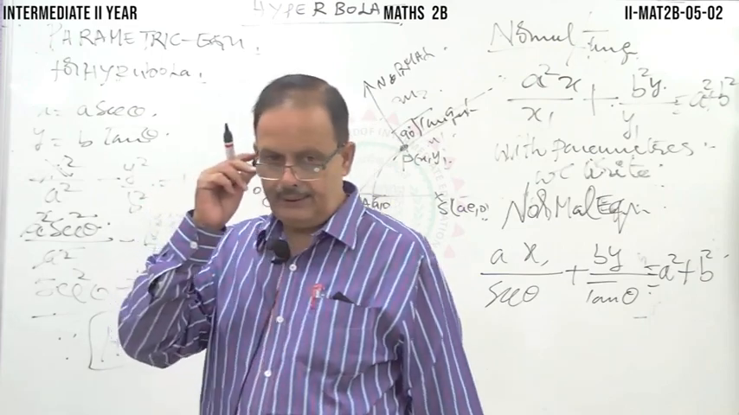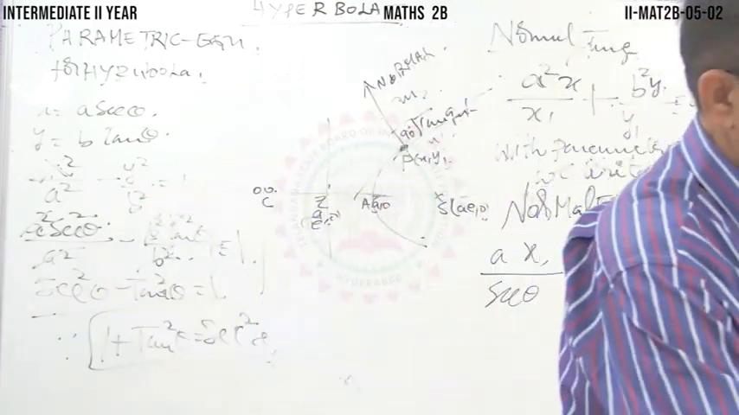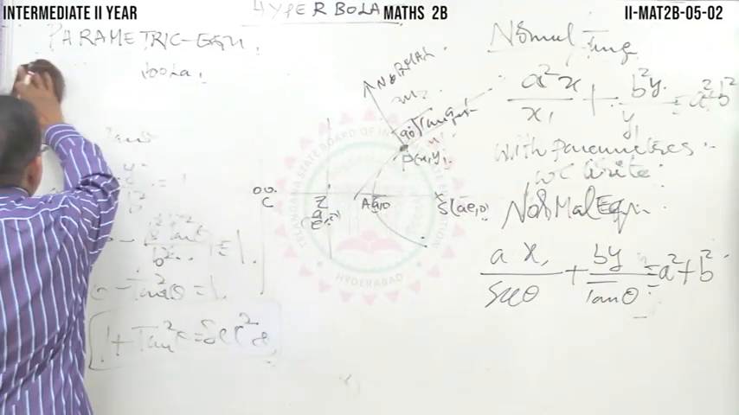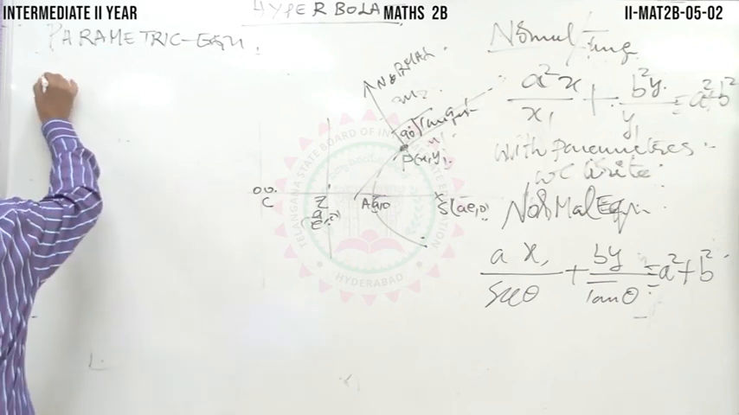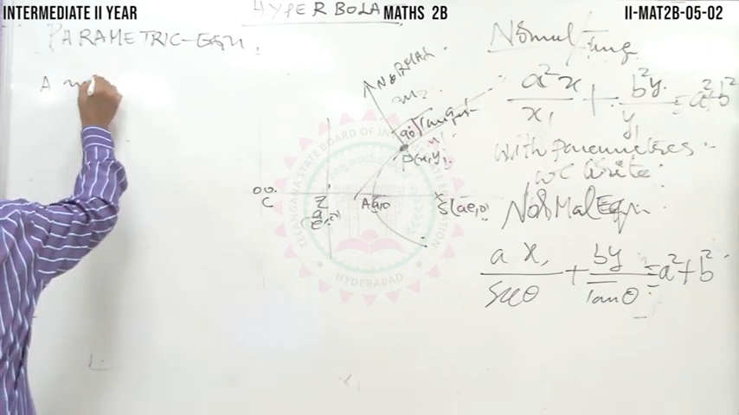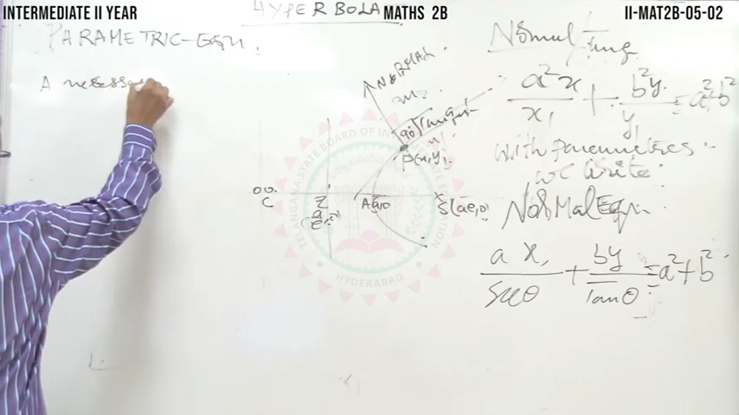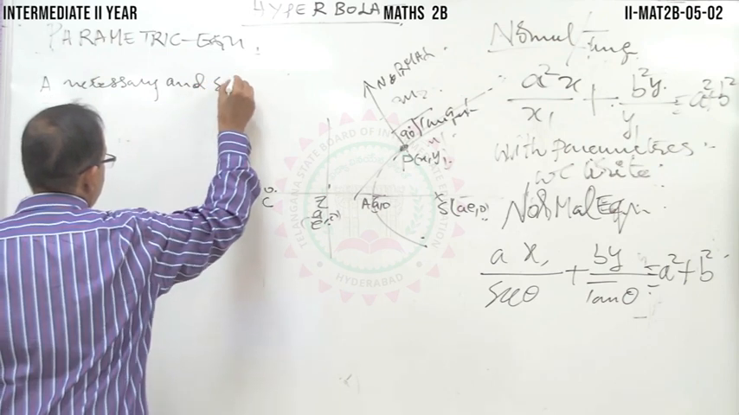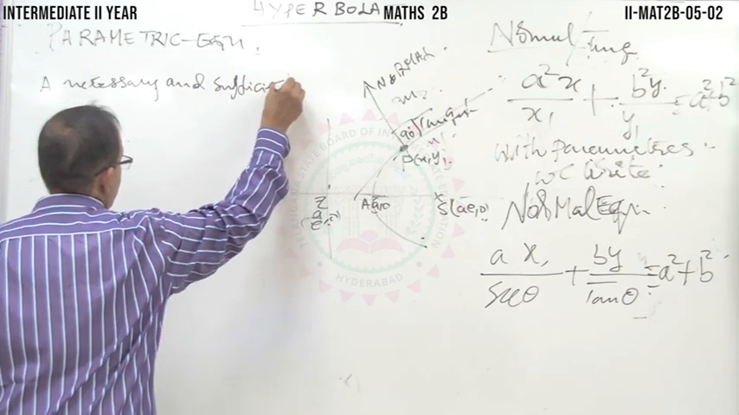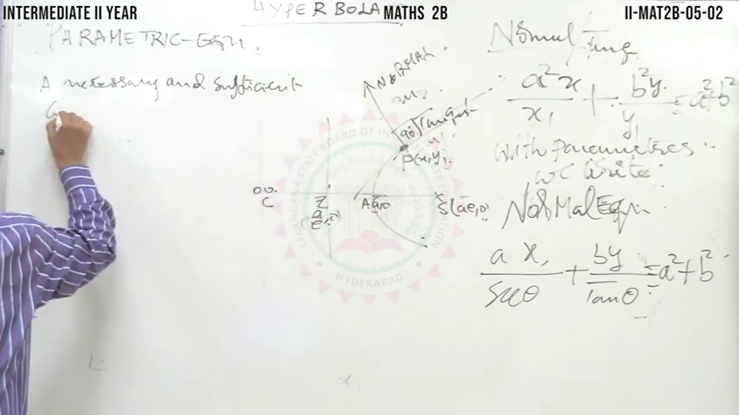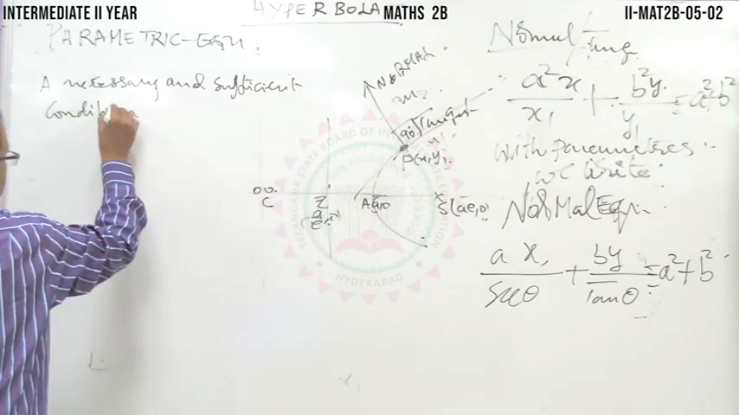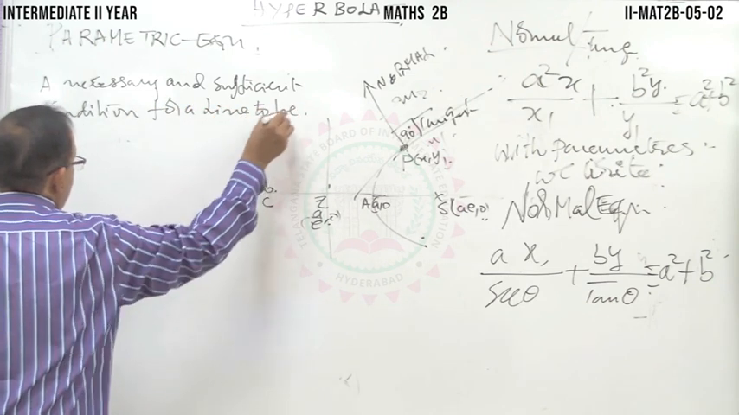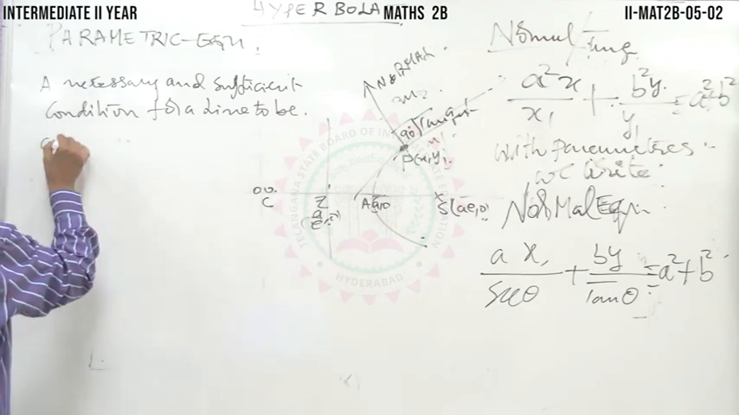Also, a necessary and sufficient condition for a line to be tangent. For a line to be a tangent for a given hyperbola, what is the necessary and sufficient condition? A necessary and sufficient condition for a line to be a tangent to the hyperbola.